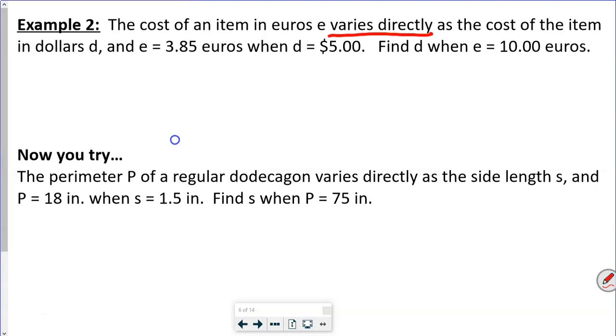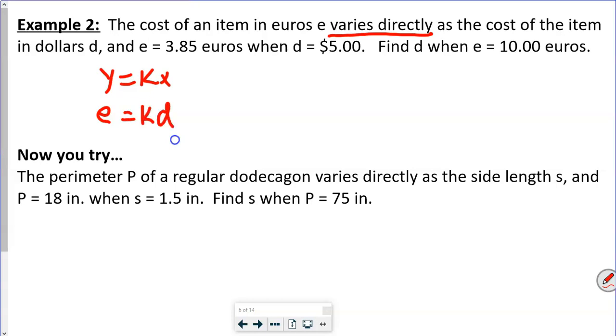Okay, so we want to look at our equation y equals kx, right? We do that because it says varies directly. So euros varies directly as the cost of the item in dollars. Okay, so what are we going to write? It's going to be E, the euros vary directly with what? The dollars, right? So that's how we're going to write our equation.